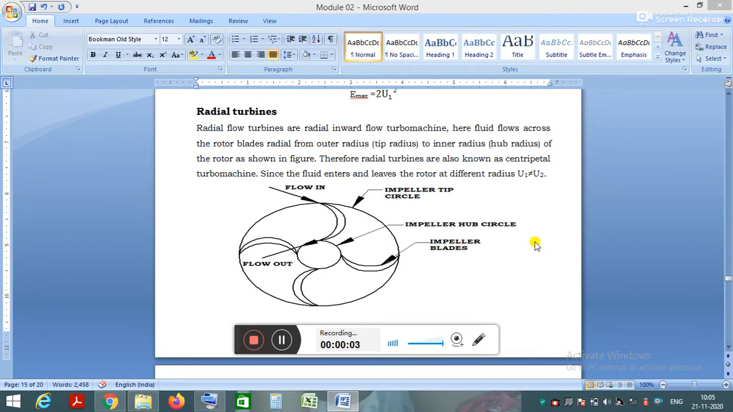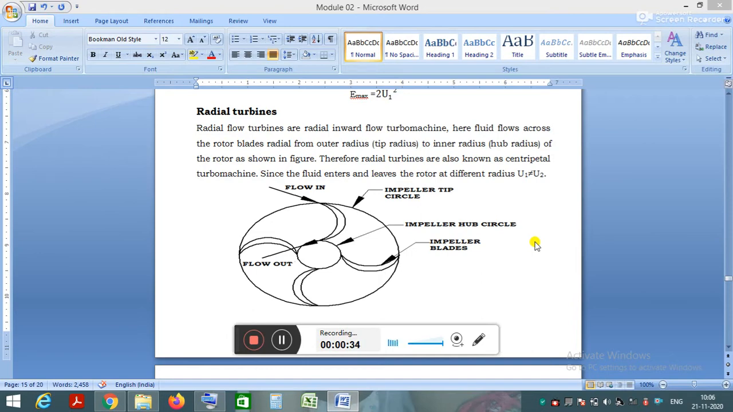Welcome to the session on turbo machines. Till now we discussed axial flow turbines. Today we are discussing radial flow turbines. Radial flow turbines are those in which the fluid enters and leaves the turbo machine radially. Radial flow turbines are radially inward flow turbo machines.